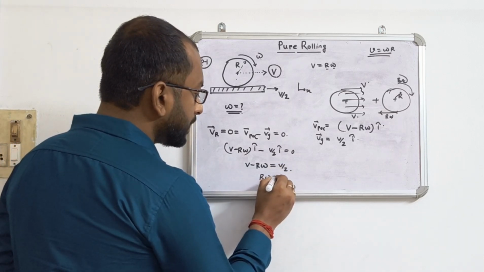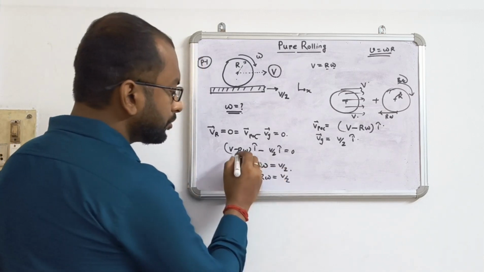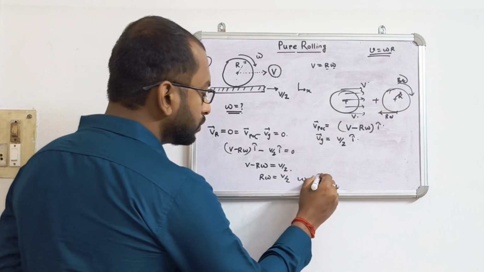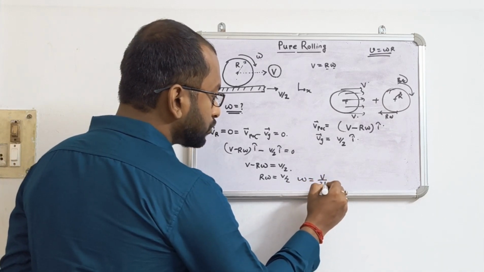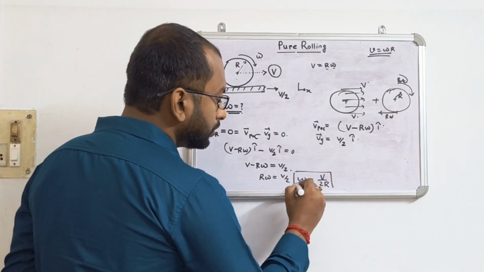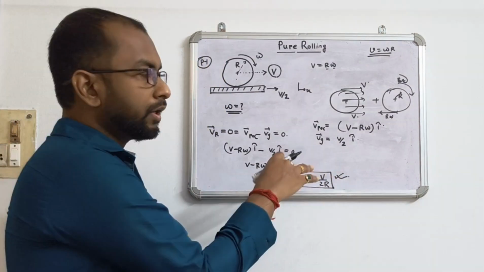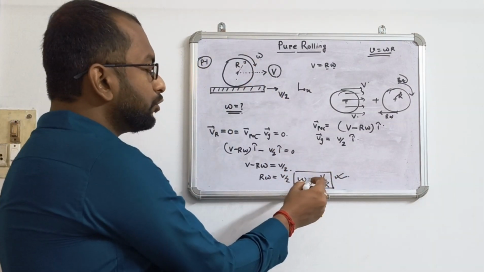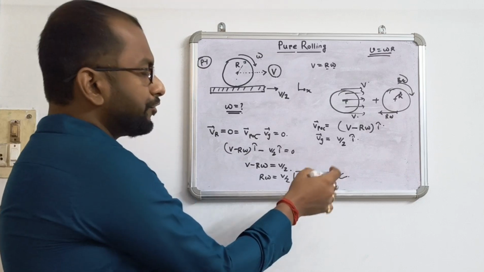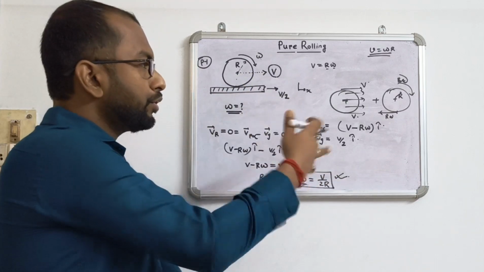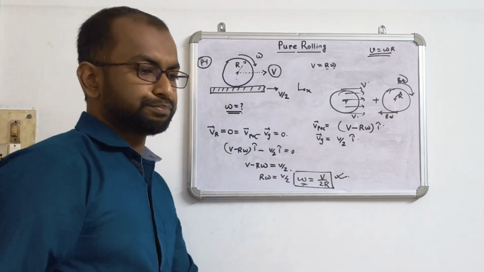R omega is equal to V by 2, so omega is equal to V by 2R. So that is our answer. If the circular body is moving with angular velocity of V by 2R, then it will have a pure rolling with respect to the ground.